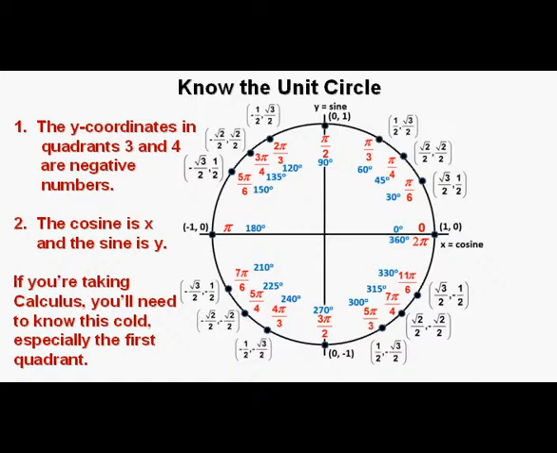Why especially the first quadrant? Mainly because if you know the first quadrant cold, you'll be able to, using reflections, figure out the rest of the unit circle quite easily.